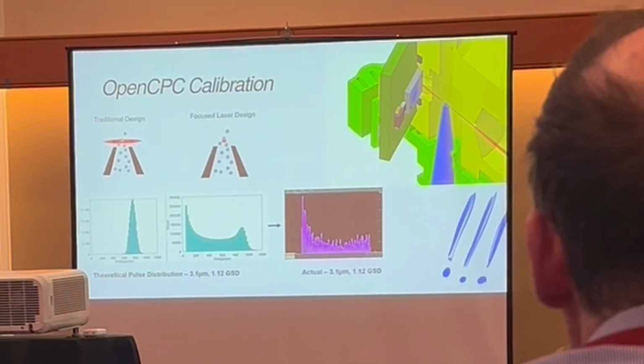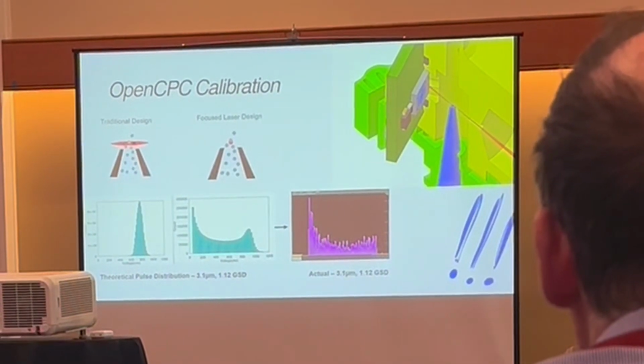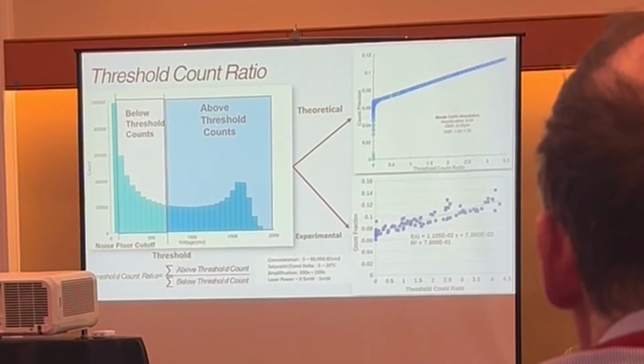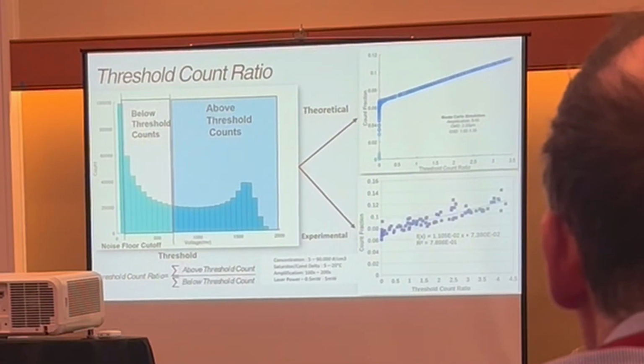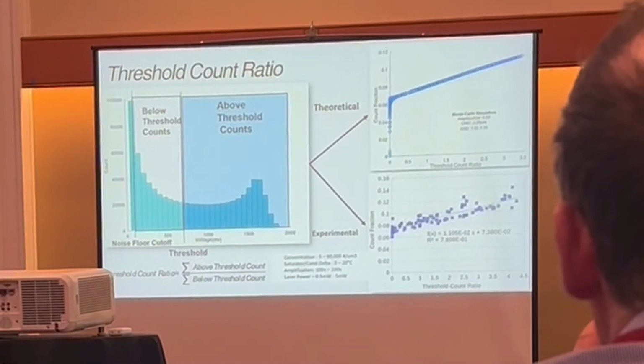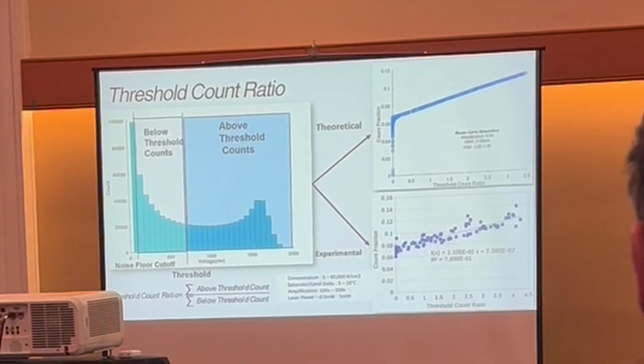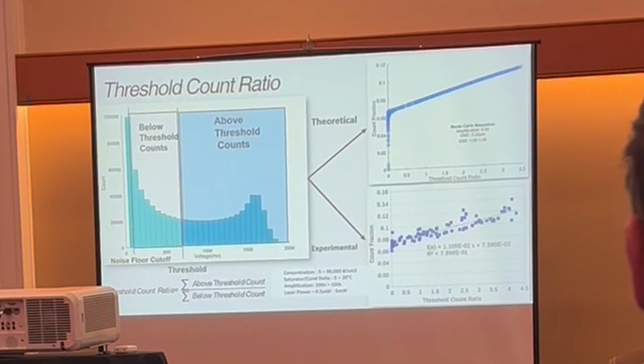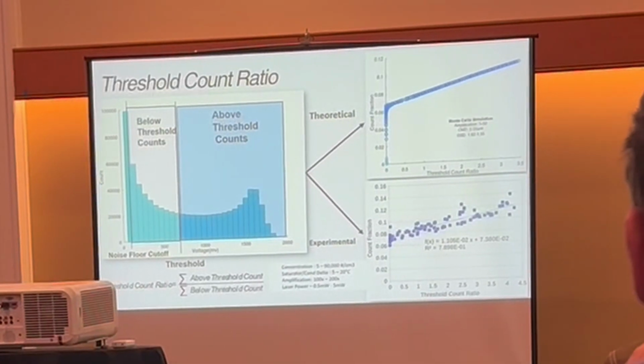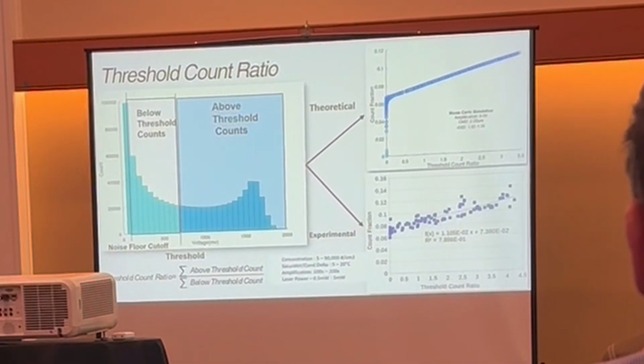So this creates a challenge because some particles never go through the beam. So we created a method to deal first with particle size differences that also happen. We developed a method called the threshold count ratio. Basically, when you have this pulse height distribution that you see here, what we do is we create a summary statistic. You could do a curve fit, but it's more complicated, so we just use a summary statistic.